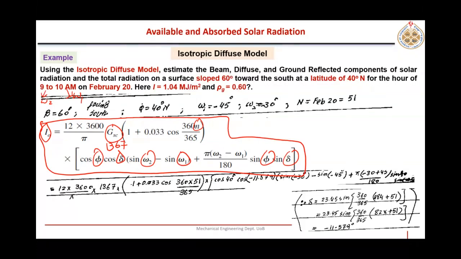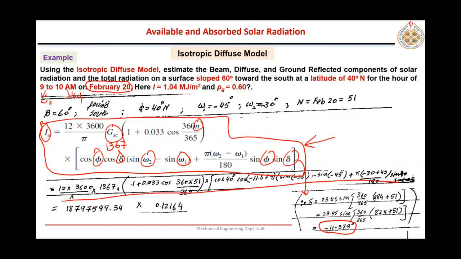After putting in all those values, because we need del, del is separately calculated for the nth day. This is the 20th of February, and for this, del is minus 11.579. So just put all those values in this equation, which is done here, and find the answer. The answer is this one.